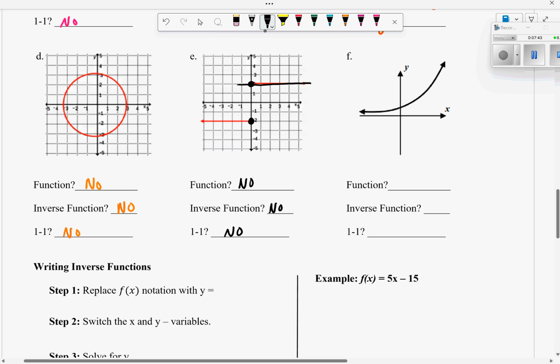Over here, is this a function? Yes, it passes the vertical line test. Is the inverse a function? So even though right here it looks like it's starting to get kind of like a horizontal line, this looks like an exponential function, so that means it is slowly decreasing and getting closer and closer to 0 without touching or crossing over. So I would say yes, this passes the horizontal line test, and so then yes, this is a one-to-one function.